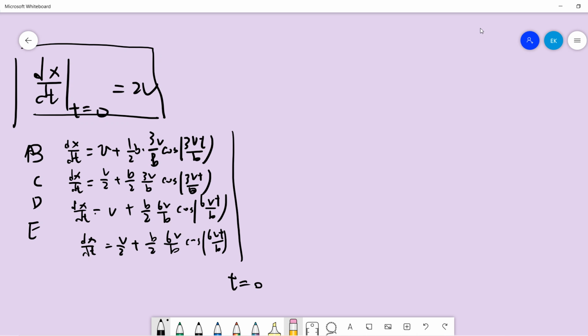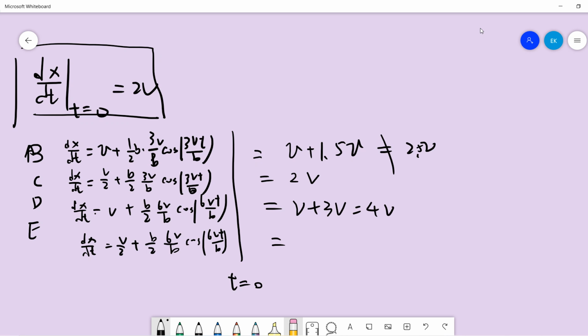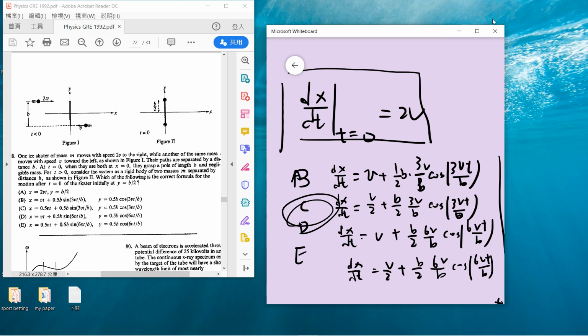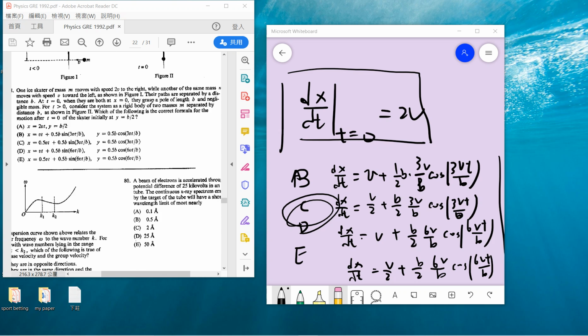When t equals 0, this one is v plus, so b and b cancel, is 1 point something v, which is 2.5v, and then this is 2v. This is v plus 3v, which is 4v. This is 0.5v plus 3v, which is 3.5v. So the remaining, the correct answer, is C. Correct answer is C. So it's a very nice way to solve this question.